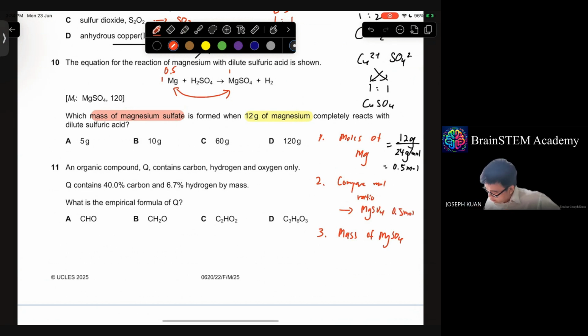Using this answer, we take 0.5 moles of magnesium sulfate and multiply by the molar mass of magnesium sulfate, which is given to us as 120 grams per mole. That gives us 60 grams of magnesium sulfate.